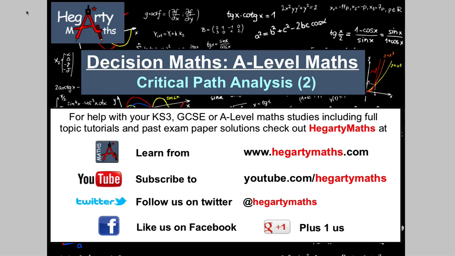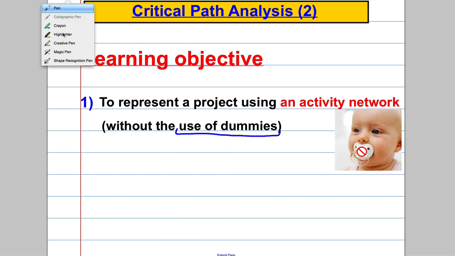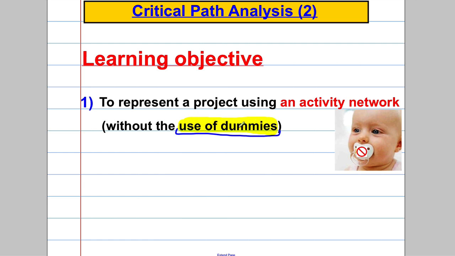It's Mr. Hegarty here, and we're completing a Decision Maths A-level video on critical path analysis. It's the second video in this series. What I'd like us to do in this video is to be able to represent a project using an activity network. For simplicity, we're not going to use dummies in the first case. You don't know what dummies are yet because we've only done one video on this topic. We will learn about that in the third video. But we're just doing a more simple case here, just so you understand what an activity network actually is.